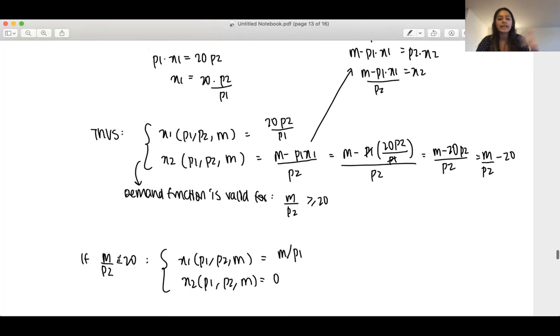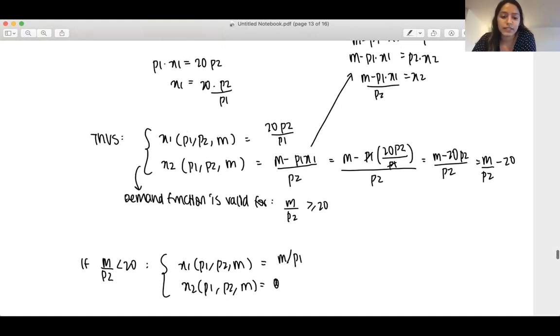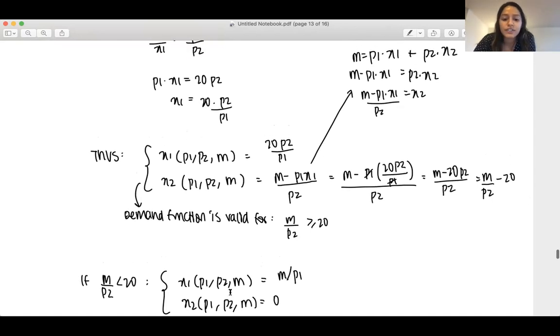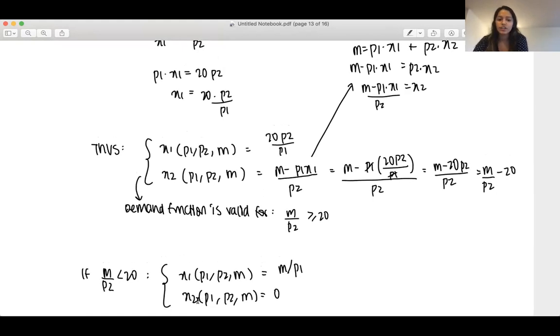Now moving on to the second part, which is when m over p2 is less than 20. In that case, I'll start with x2. X2 is just going to equal 0, because if we did it here, it would also equal 0. So that's all you have to write down. And therefore the demand function for x1 would just be m over p1, because we don't consider x2 anymore. It's like there's only one good.